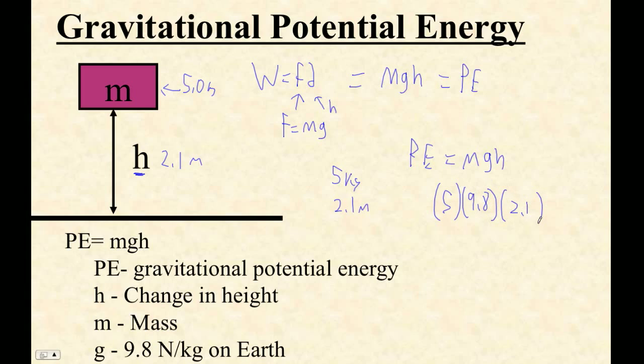times 2.1, right? And this is kilograms. This is newtons per kilogram. This is meters, right? So the units are going to become Newton meters, right? So 5 times 9.8 times 2.1 is 102.9, and the units are Newton meters, which is of course joules. Yeah?